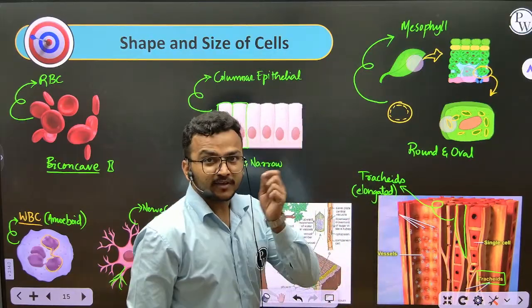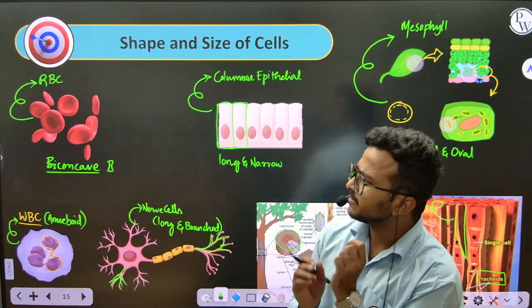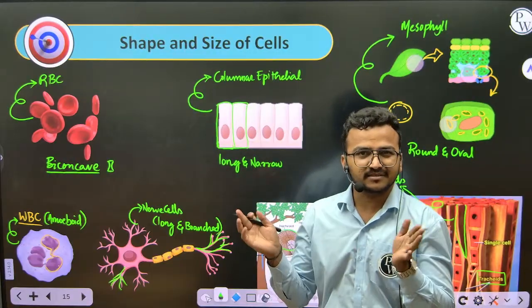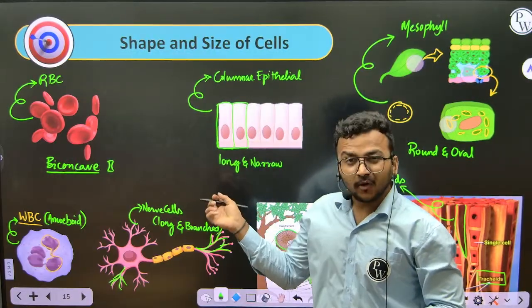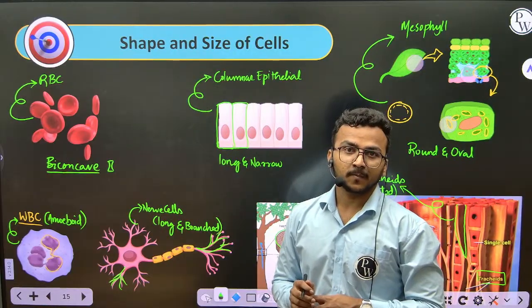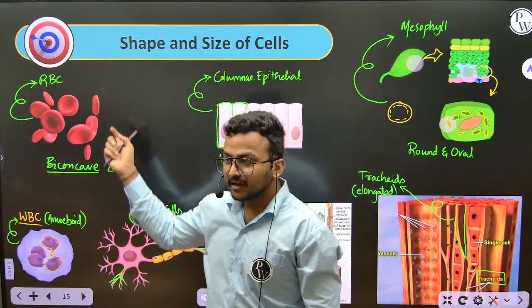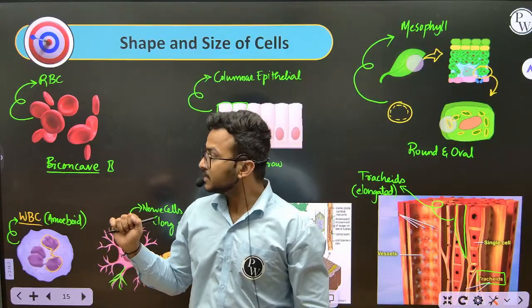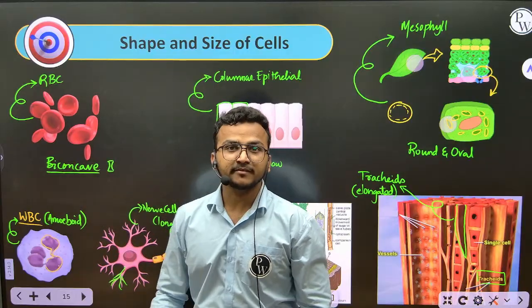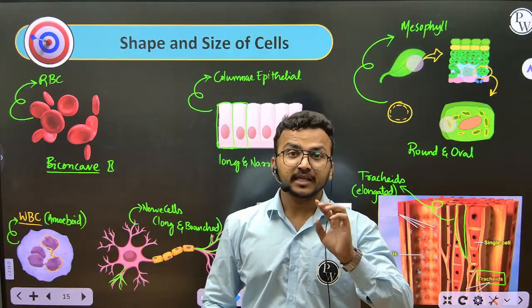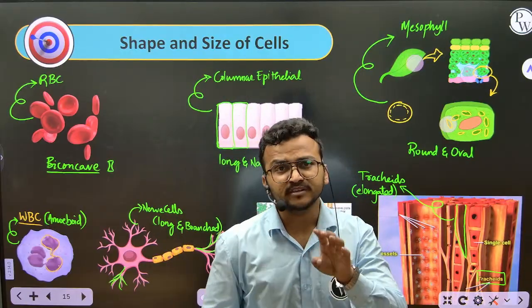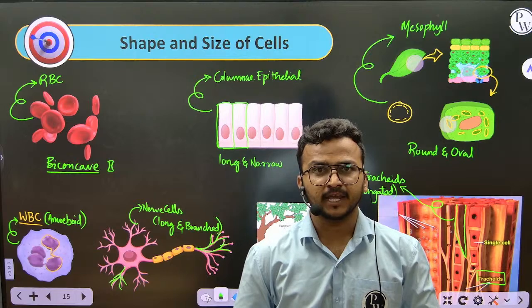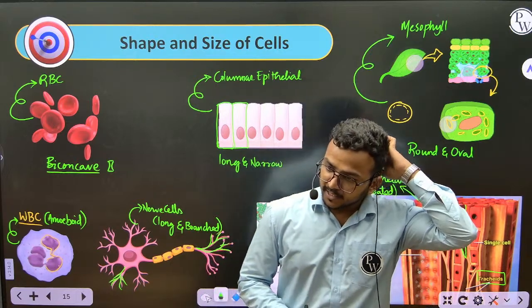Now coming to this part, why are we learning all these things and the shape? We need to analyze the functions also. RBC cells are biconcave in shape. Why? Because there is no nucleus in the cell, and they are helpful for transportation of oxygen and carbon dioxide.